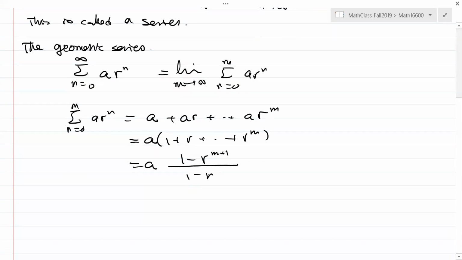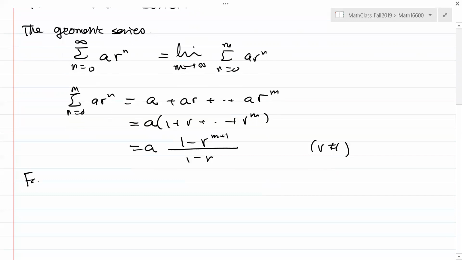So don't worry about the denominator. Of course, we have to assume that r is not equal to 1. If r equals 1, you can add all the numbers together quickly. We just assume r is not 1. So to check whether this sum has a limit as m approaches infinity, you just need to look at r to the n plus 1.